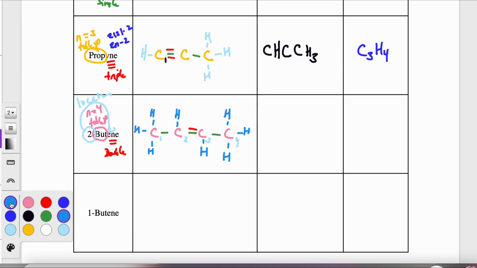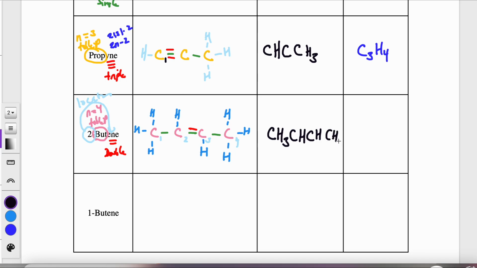Coming up with the condensed structural. So carbon 1 has 3 hydrogens attached to it. Carbon 2 only has 1 H attached to it. Carbon 3 also only has 1 H attached to it. And carbon 4 has 3 hydrogens attached to it. So here is the condensed structural.